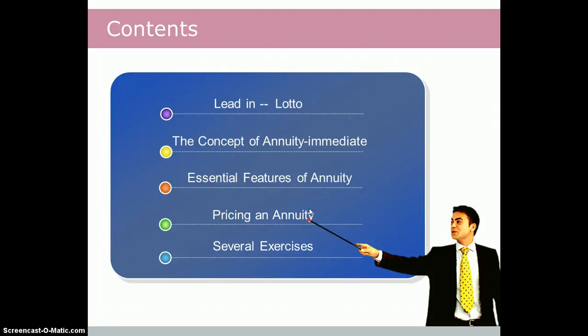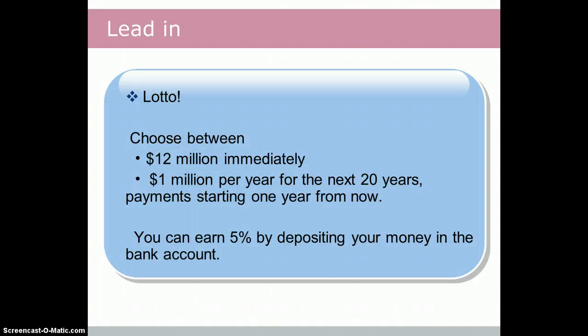The concept I'm going to explain today is the annuity-immediate. You may not know what an annuity is, so let me tell a story to lead you in. Imagine you won Lotto a few hours earlier. Here are two rewards from which you can choose.